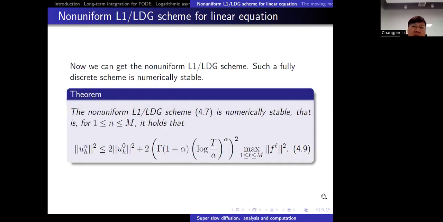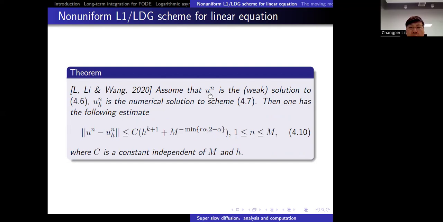Now we get the numerical stability theory. The non-uniform L1 LDG scheme is numerically stable. Here is the initial value function, and this is the source term. So from this you can see that the numerical method is stable. Then we go to the error estimate. This U^n is the weak solution, and this is the numerical solution. We have this: this is the precision in space, and this in time. This estimate is optimal.